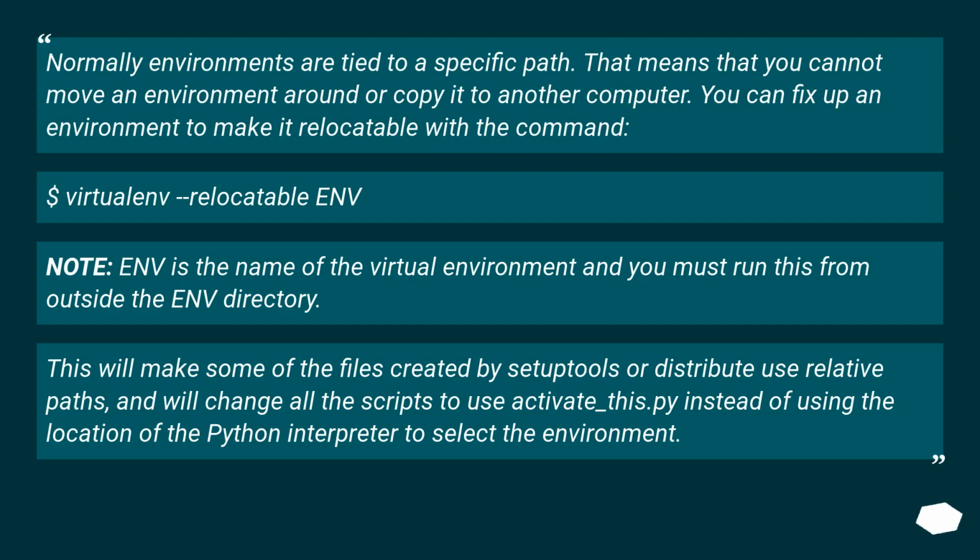You can fix up an environment to make it relocatable with the command $virtualenv --relocatable env, where env is the name of the virtual environment, and you must run this from outside the env directory. This will make some of the files created by setuptools or distribute use relative paths, and will change all the scripts to use activate_this.py instead of using the location of the Python interpreter to select the environment.